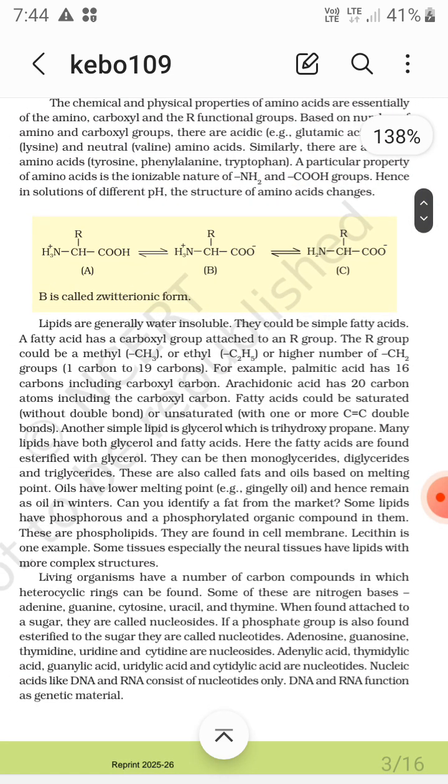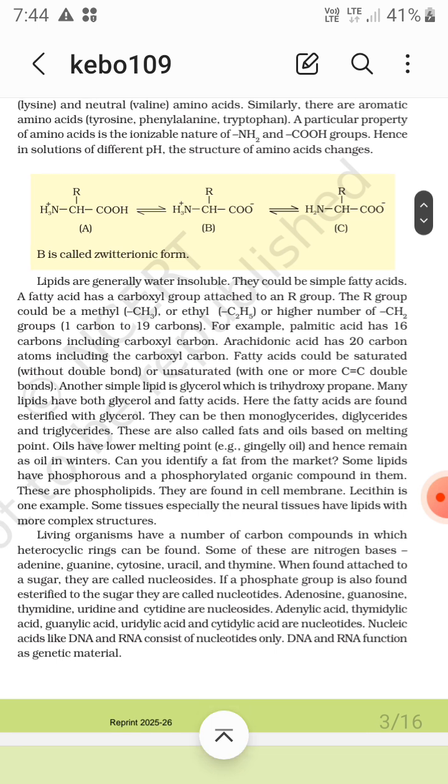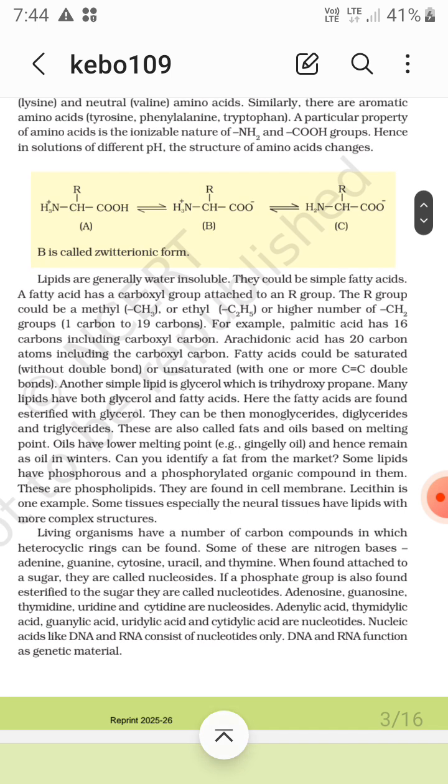Now, lipids are generally water insoluble. Lipids are generally water insoluble because they are associated with membranes and vesicles. They could be simple fatty acids. Now a fatty acid has a carboxyl group attached to an R group.